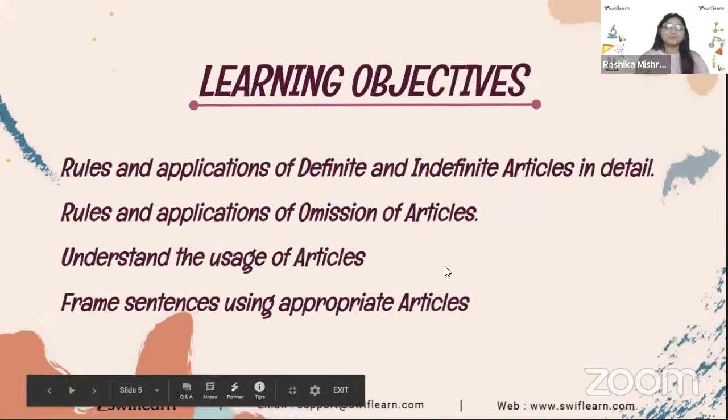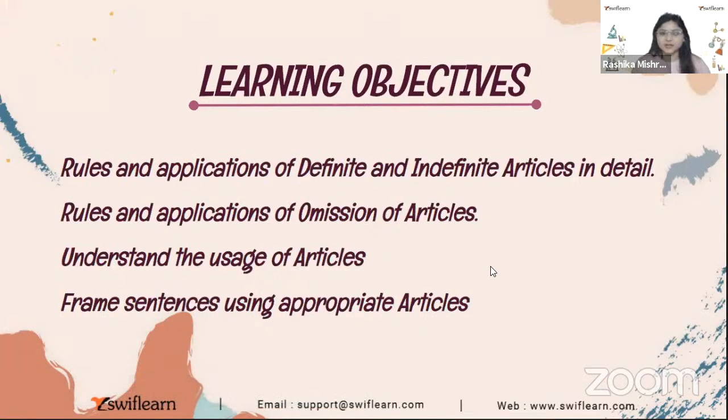We have some learning objectives that will be discussed in this class. The first objective is rules and application of definite and indefinite articles in detail. The second is rules and application of omission of articles, where articles should not be used in a sentence. We will also understand the usage of articles, like where we need to use an article in a sentence, and then frame sentences using appropriate articles. These are the topics we will be learning in this class.